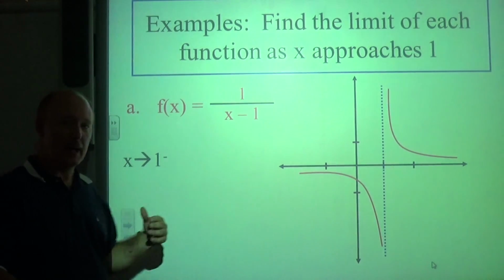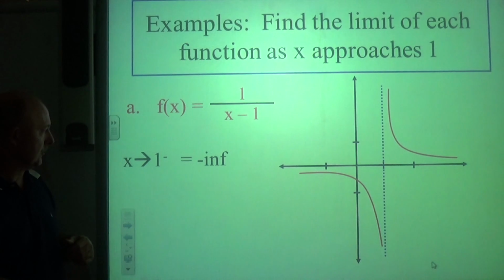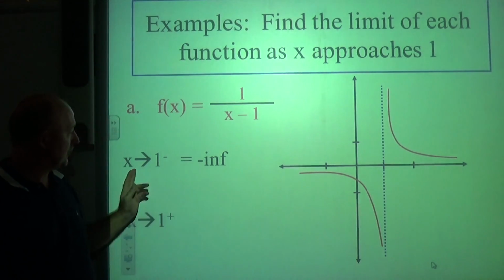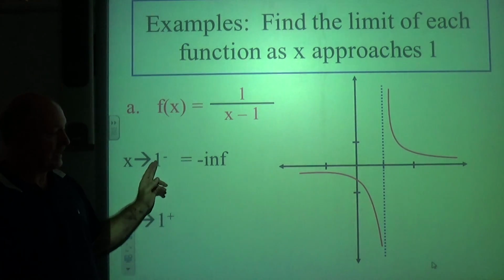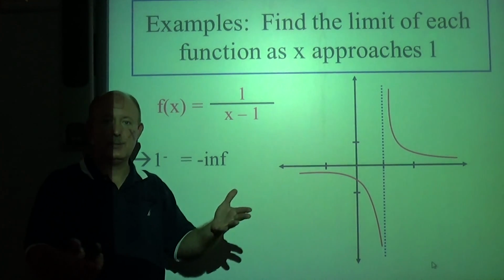Now let's do the limit from the right-hand direction. So we say the limit as x approaches 1 from the left-hand direction is negative infinity. Once again, that describes the behavior of the graph.